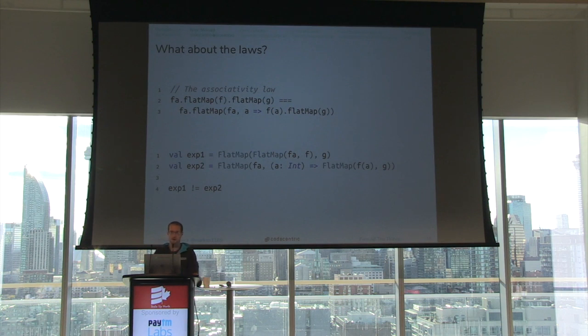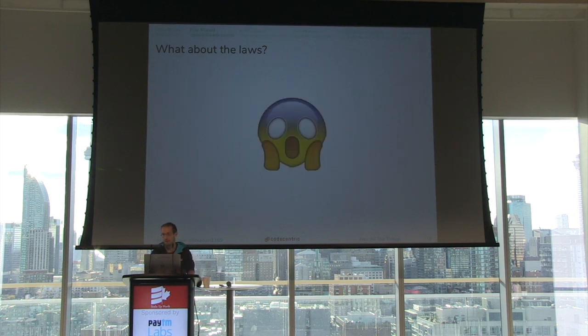Okay, so we have our ADT, we have our interpreter. What about the laws? If we recall the associativity law, we need to satisfy that the subsequent flatMaps have to be the same as the inner flatMap. And if you apply this to our free monad, you will see that expression 1 and expression 2 are not equal. Okay, so this means this is not a free monad, because the free monad has to satisfy the laws. Oh my god.